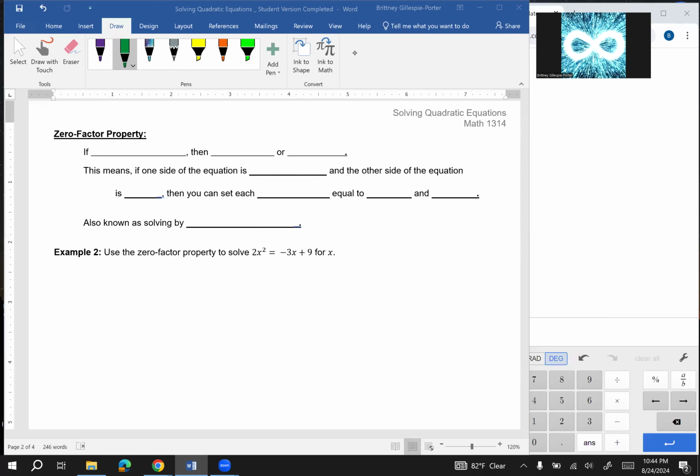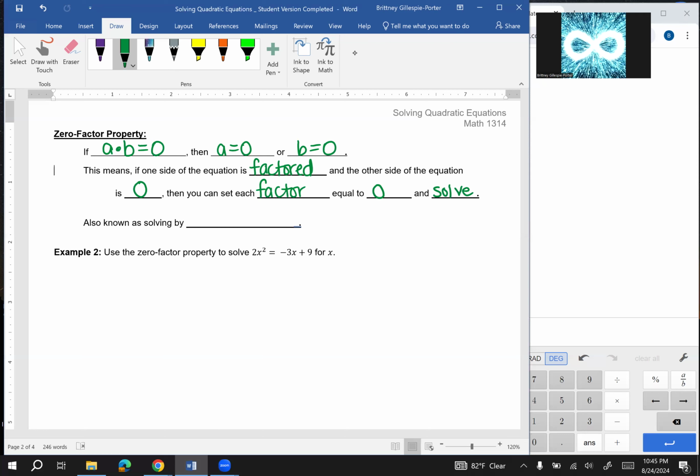Okay, so we're going to get into another way to solve quadratic equations. That's using the zero factor property. The zero factor property says if A times B is equal to 0, then either A is equal to 0 or B is equal to 0. This means that if one side of our equation is factored, and the other side of the equation is 0, then you can set each factor equal to 0 and solve.